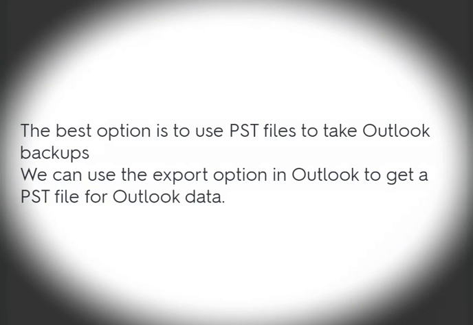How can you back up Outlook emails? The best option is to use PST files to take Outlook backups. We can use the export option in Outlook to get a PST file for Outlook data.